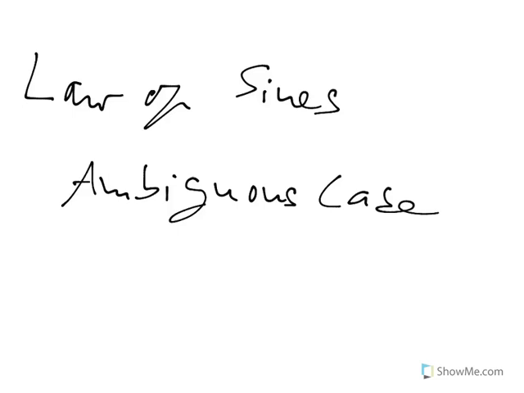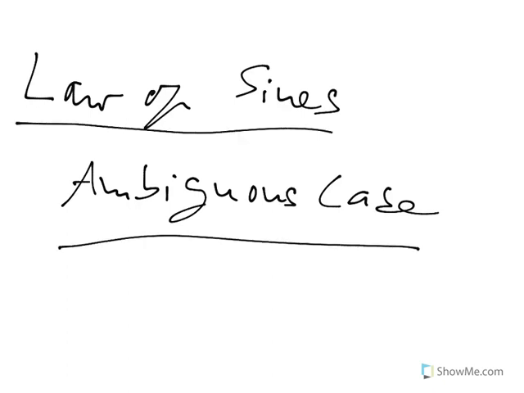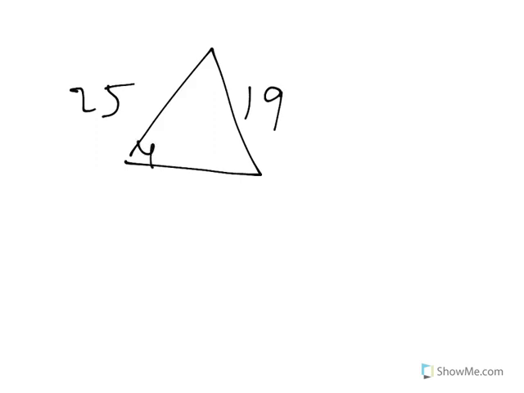It's not that it's such a hard topic, but it is a topic that people struggle with for various reasons. I do want to show you what I'm talking about here. There's something called the law of sines ambiguous case. The law of sines ambiguous case is where you have, let's say, a picture like this. It's not drawn to scale. 25, 19, 40 degrees. So there's an unknown angle.